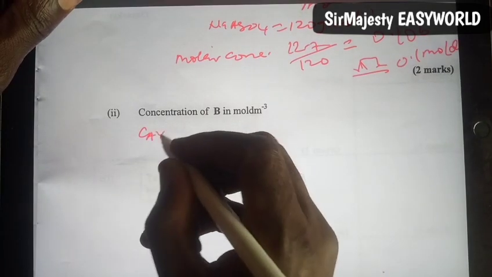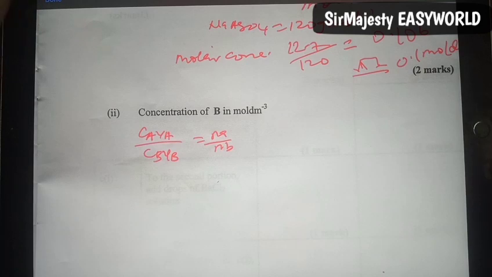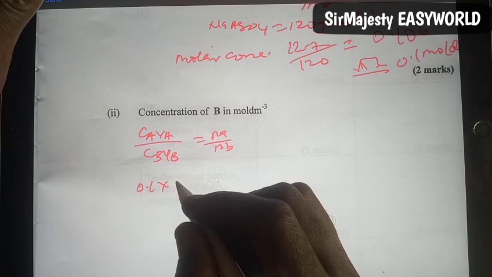So for the question on the concentration of B in mole per dm cube, nothing was said about B. B was just mentioned, telling us that it is sodium hydroxide solution. Therefore, you use the formula which says CaVa over CbVb equal to Na over Nb. Everything is known here except the Cb, which is what we are looking for. Then our Ca is what we got from the other question, which is 0.1, times your endpoint, depending on what your school used.